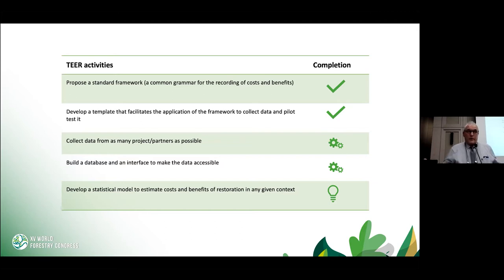And hopefully under the GEF 8 impact program on ecosystem restoration, in the context of the multi-partner trust fund of the UN Decade, we have secured outputs on this issue to collect information on ecosystem restoration and on cost and benefits of ecosystem restoration. So we are in this phase to try to upscale our data collection process, and we are using all the opportunities that we have. I'm sure that with the Green Climate Fund, we can find ways to collaborate and to see if there is a Green Climate Fund project interested to collaborate with us.